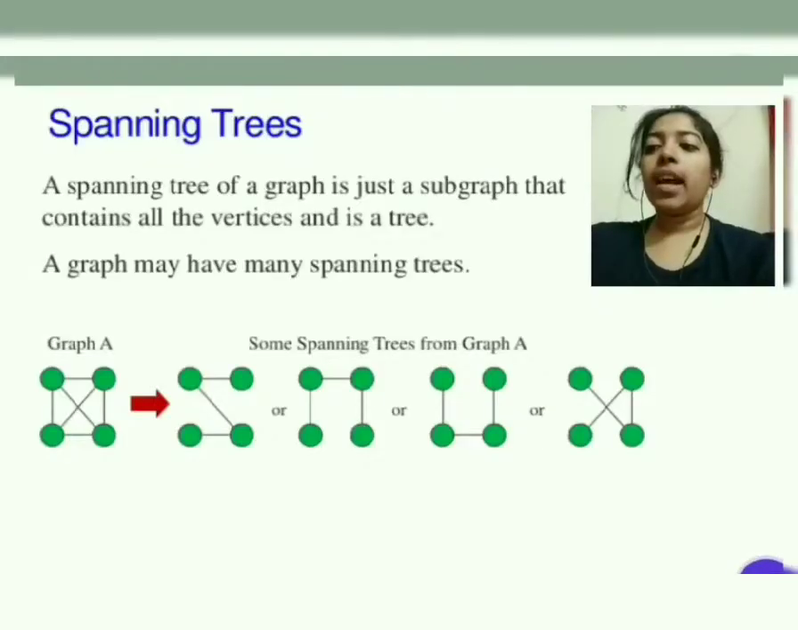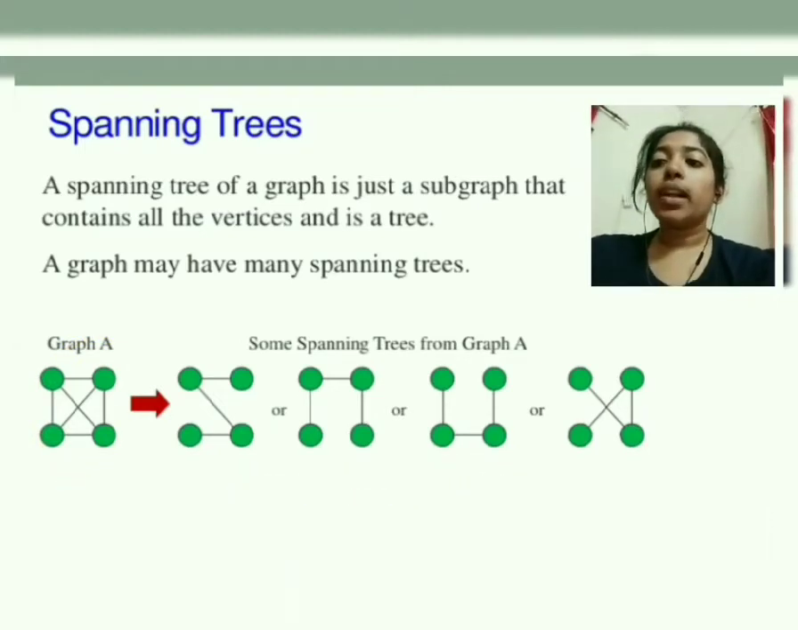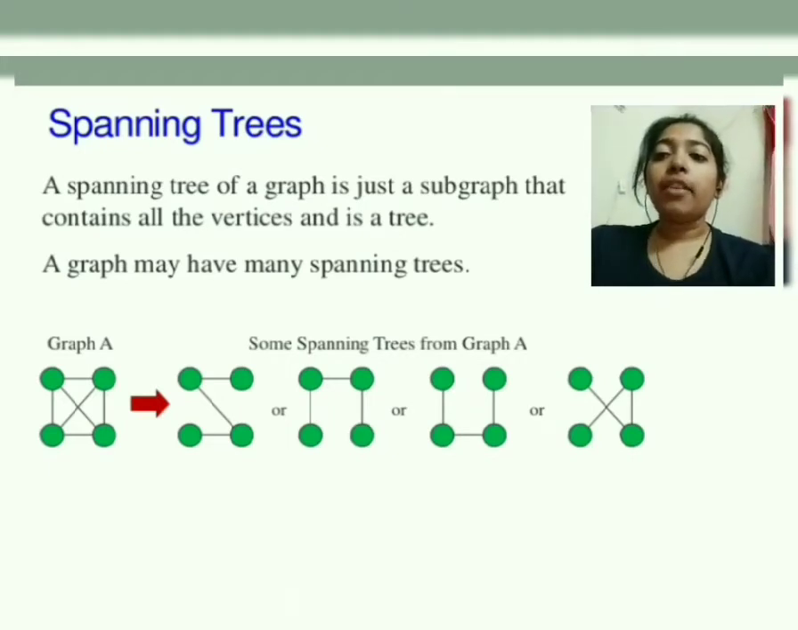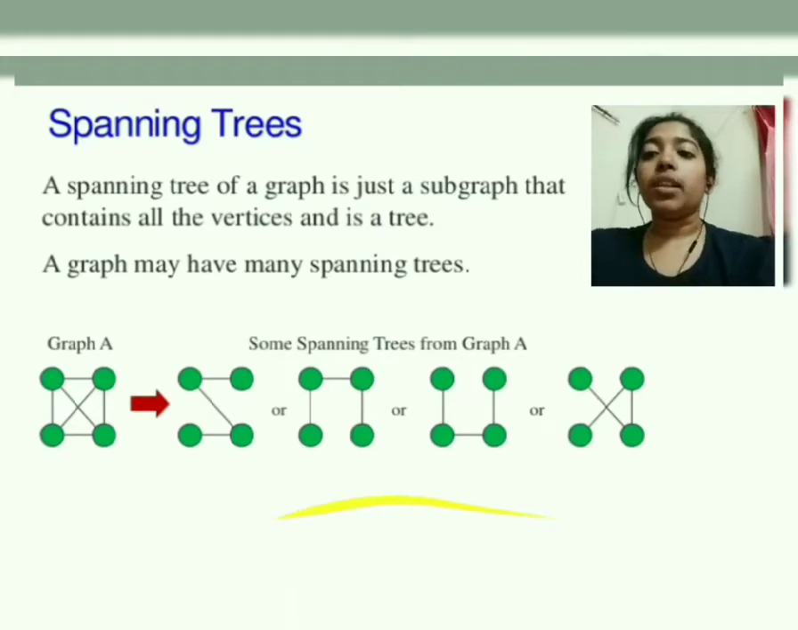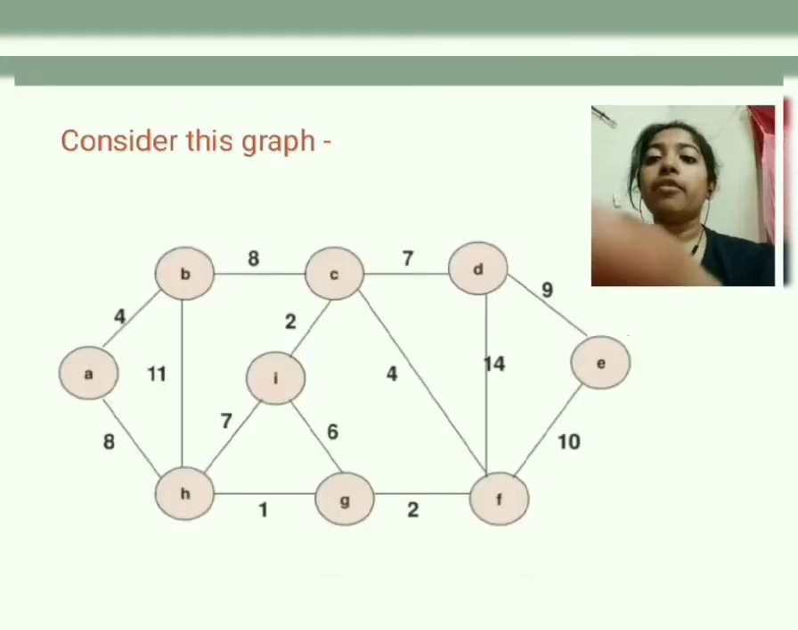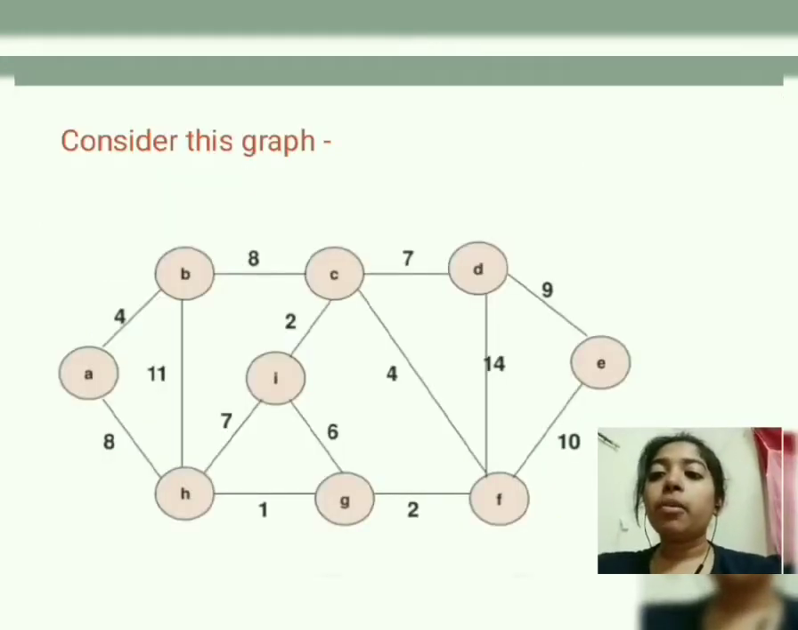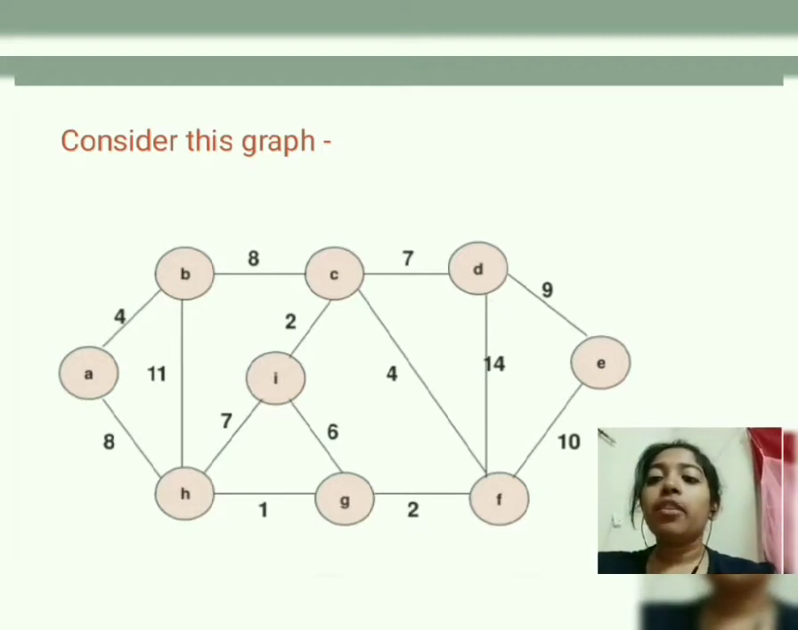Here, as you can see, this is a graph A and these are the number of spanning trees that can be created from this graph A. So a graph can have many spanning trees. Now we'll take an example of a graph and perform Kruskal's algorithm on it. So consider this graph. In this graph, we'll perform Kruskal's algorithm to find the minimum spanning tree.